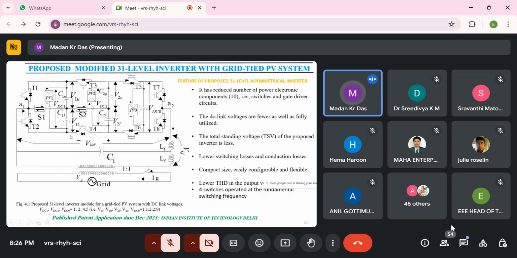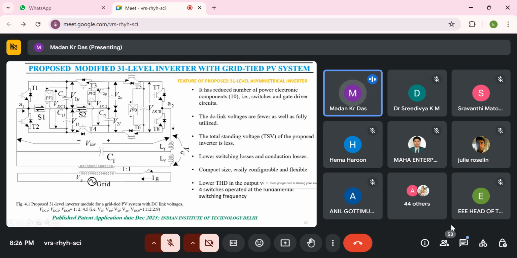In this inverter, we have used 10 switches, meaning T1, T2, T3, T4, T5, T6, T7, T8, and two bidirectional switches, S1 and S2. We have discussed previously how we make the bidirectional switches: we use two IGBTs with anti-parallel diodes connected in anti-parallel, then we can make the bidirectional type of switches.